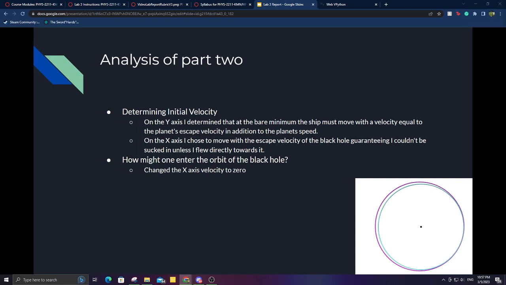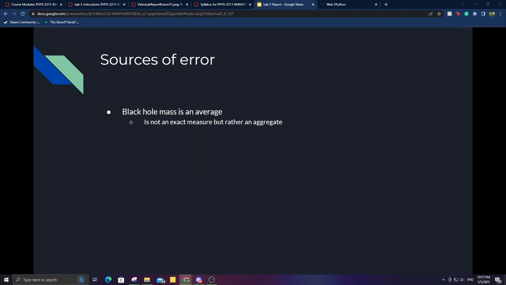For the x-axis, I chose to move with the escape velocity of the black hole. This is a safe option and basically guarantees that the ship could not be sucked into the black hole unless it flew directly toward it. To get the ship to orbit the black hole, which was an additional question, I changed its x velocity to 0. This means it was only moving with the y velocity I mentioned earlier, which was the addition of the planet's velocity to the planet's escape velocity. This way, it was still fully able to escape the gravity of the planet and avoid getting hit by the planet, but it was not moving with such velocity that it was able to escape the gravity of the black hole and instead entered an orbit as shown on the picture below.